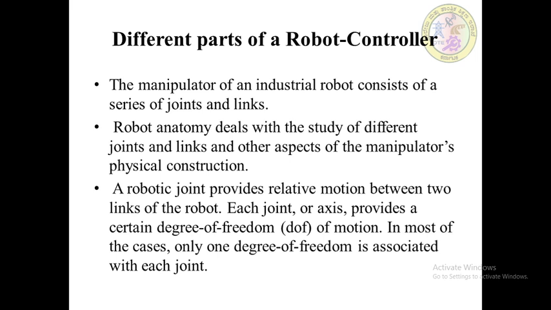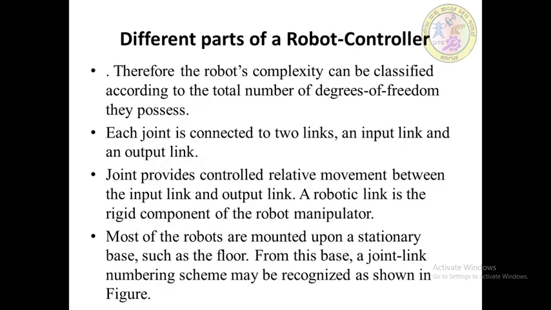In most of the cases only 1 degree of freedom is associated with a single joint. That is the required perception to increase the productivity of a device. If you operate that robot with particular joints at multi degrees of freedom, it is not possible. Why? Because we need that degree of freedom to be precise.